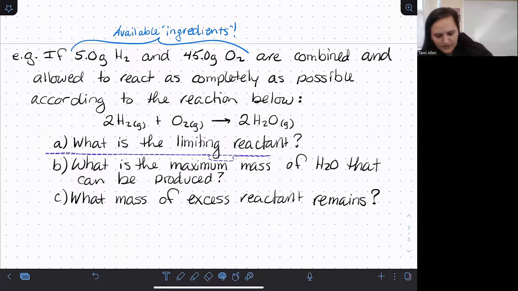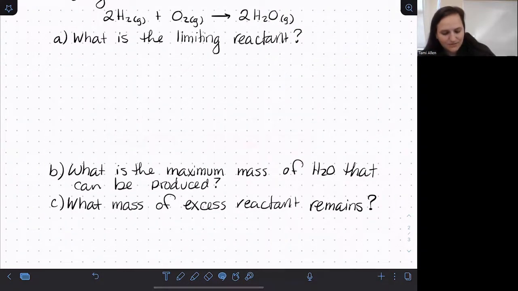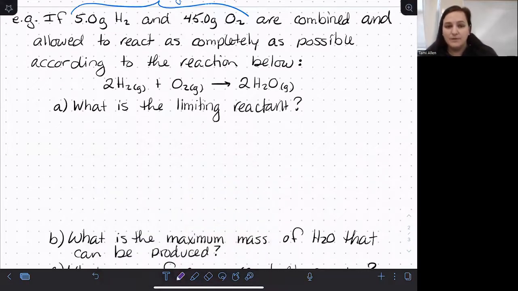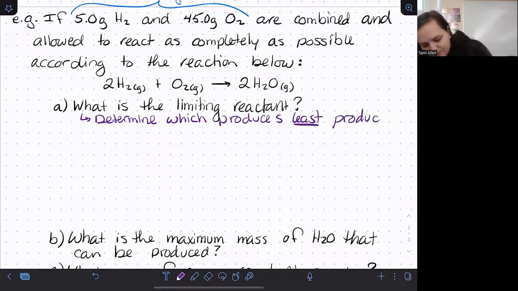Trying to move, oh, what did I do? Interesting. I'm trying to move this down so we can answer this one part at a time. Beautiful. So to find what is our limiting reactant, we want to determine which produces the least product.